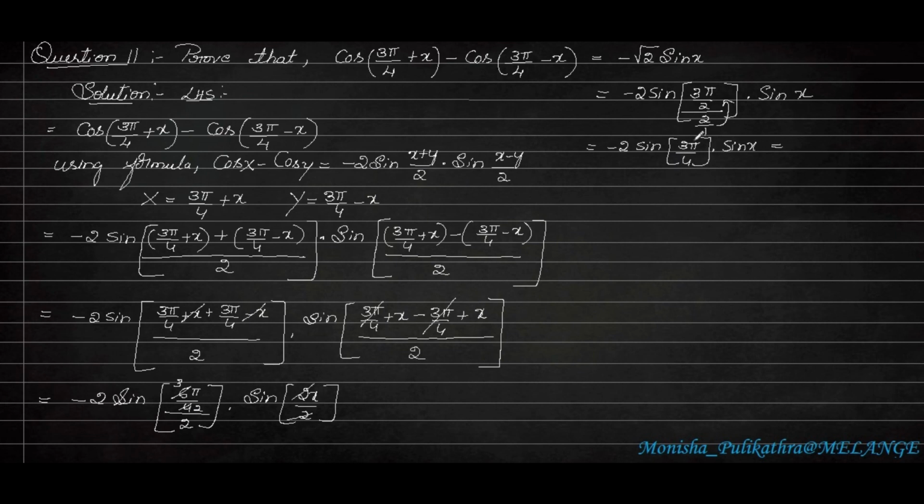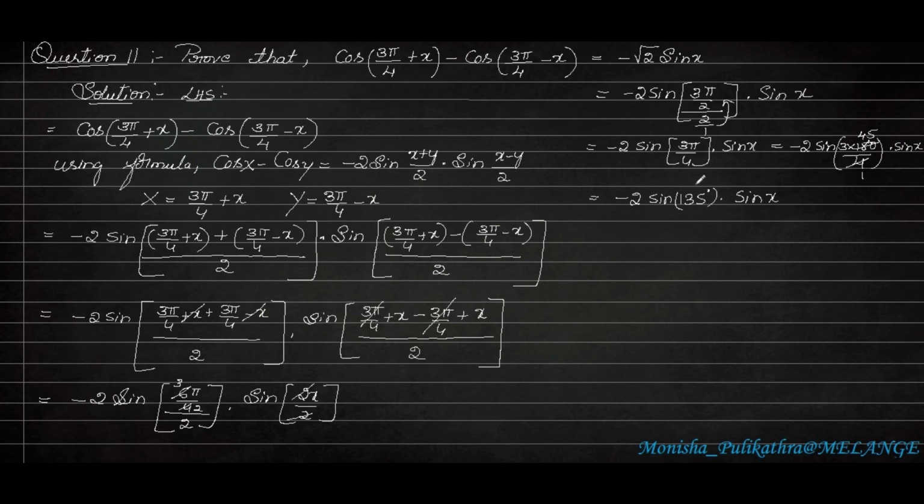Then we know that pi is equal to 180, right? So minus 2 sin(3 into 180 divided by 4) into sin x. Here 4 ones are 4, 4 fours are 16, so 2 carry, 4 fives are 20. So it will become minus 2 sin(3 into 45), so 3 into 45 is 135 degrees, into sin x.